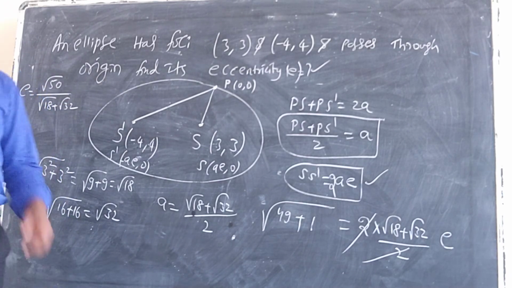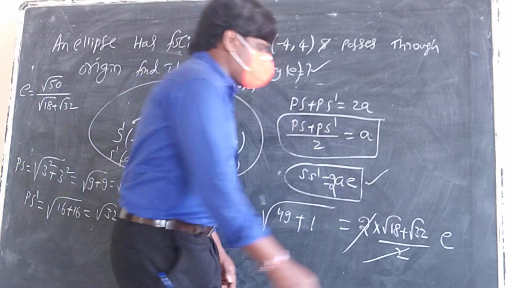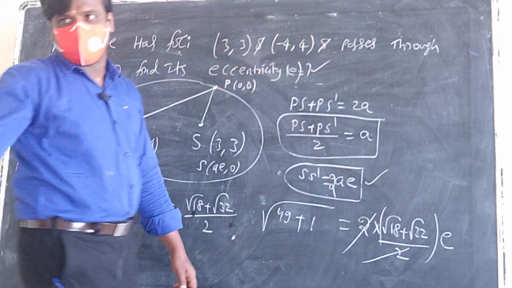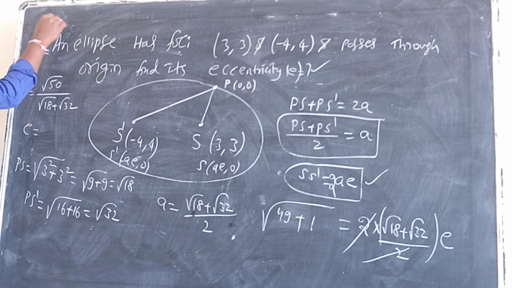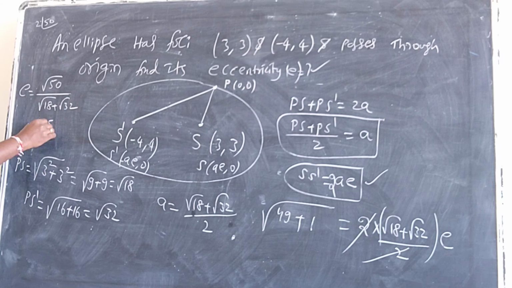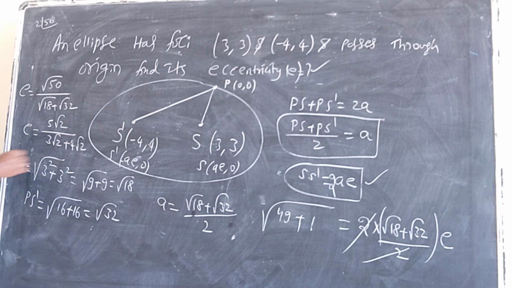So this is the eccentricity value. According to the options you can do more simplification. 50 can be written as 5 root 2, 18 can be written as 3 root 2, and 32 can be written as 4 root 2. So root 2 will be cancelled out finally.